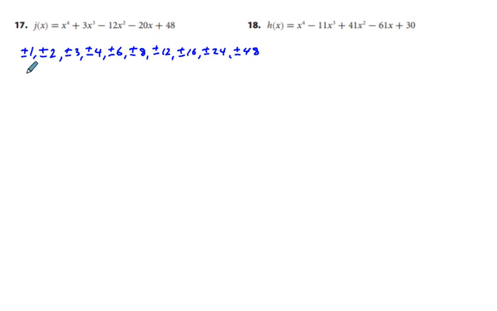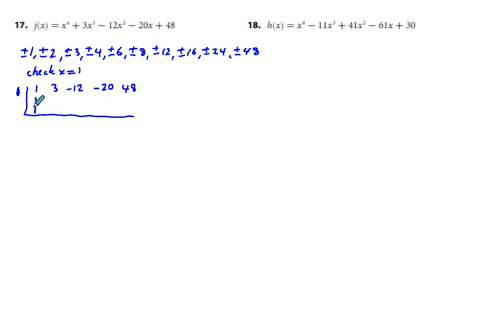We're going to check x equals 1. And to do that, come over here, like we've done earlier. Put 1 outside here. So we put in our numbers: 1x to the fourth, 3x cubed, minus 12x squared, minus 20x plus 48.